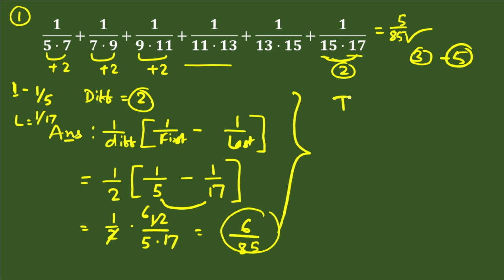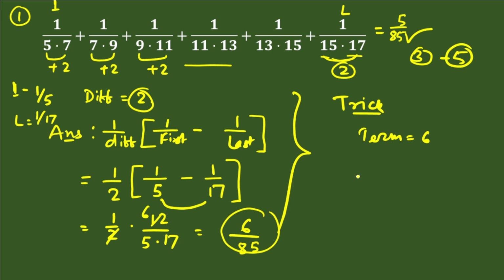Now we'll use a trick. There is also a trick to solve this type of problem. The trick here is, we'll have to count the terms. How many terms are there? So it is the first term, and it is the last term. Here 1, 2, 3, 4, 5, 6, total terms are 6, and we know the first term is 1 by 5 and the last term is 1 by 17.